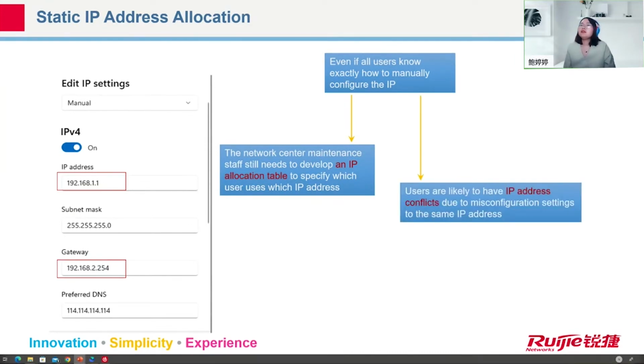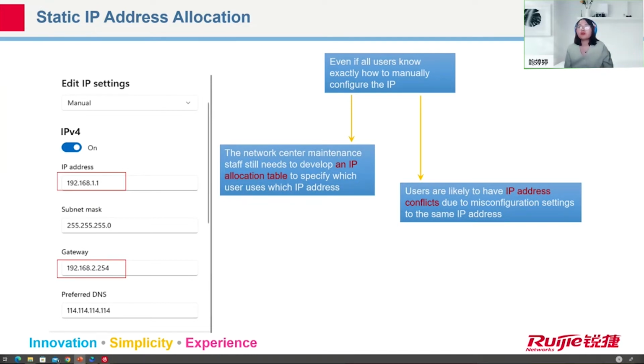And another one, users are likely to have IP address conflicts due to misconfiguration, right? If you told the customer you must give the address 192.168.101, otherwise you cannot visit the internet.